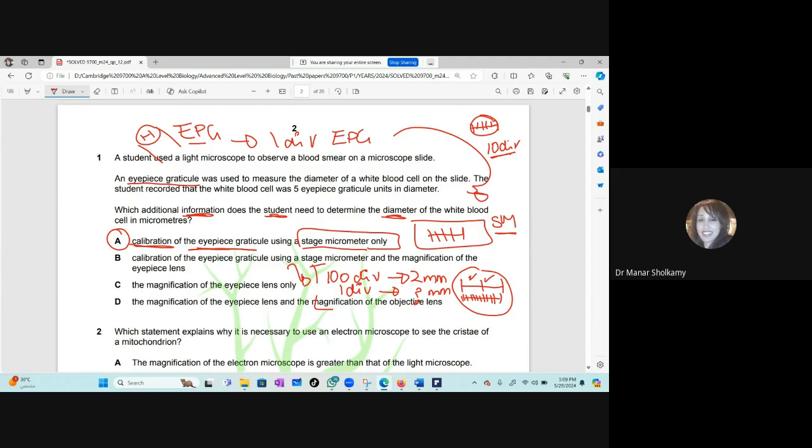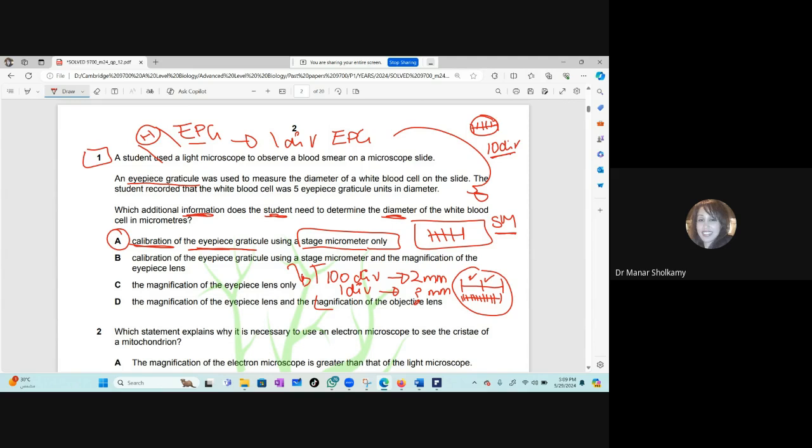I need those 2 things, and I will have to bring them in focus and determine the diameter of one division on the eyepiece graticule using my stage micrometer. And then I will remove the stage micrometer and put my specimen so that I can measure the actual diameter of my specimen. So is question one understood? Yes. Okay, good. One is A.